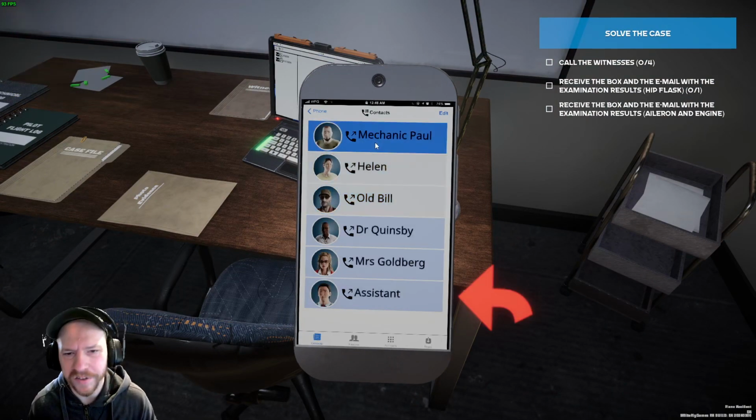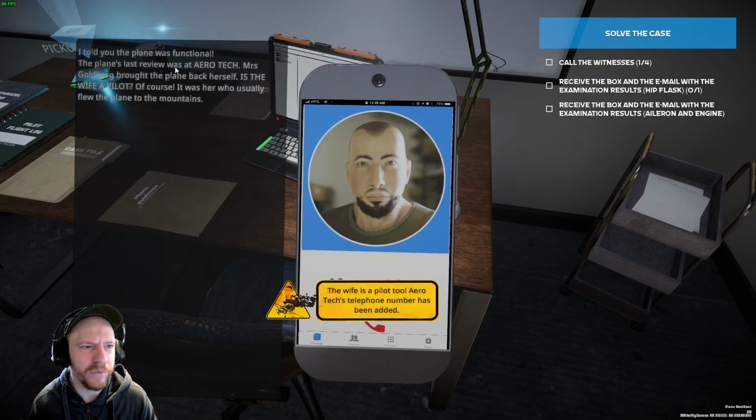Let's phone some witnesses. Right, mechanic Paul. Told you the plane was functional. The plane's last review was at Aerotech. Mrs. Goldberg brought the plane back herself. Is she the pilot? Of course. It was her who usually flew the plane to the mountains.